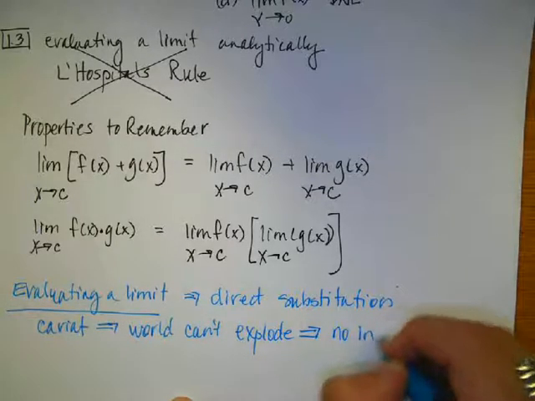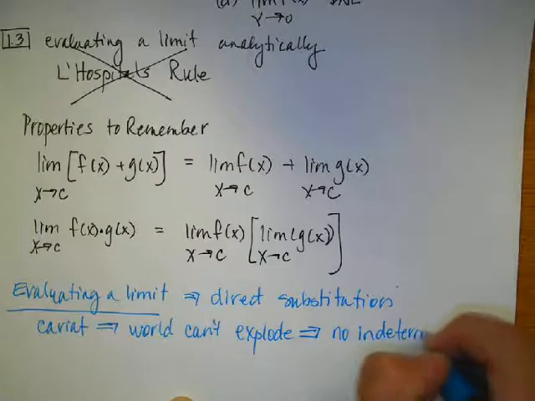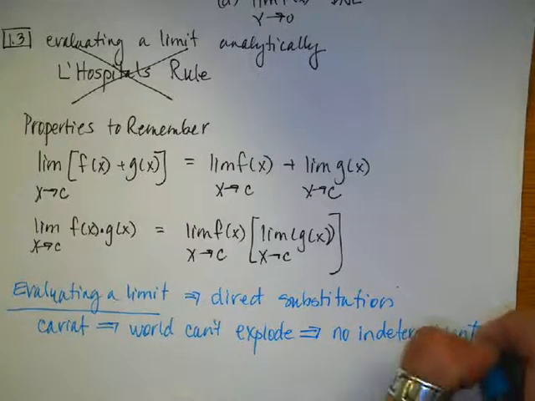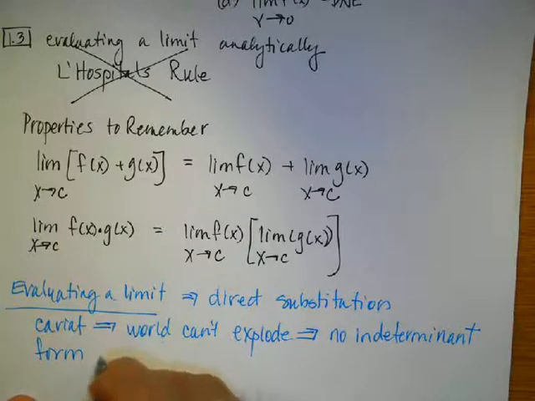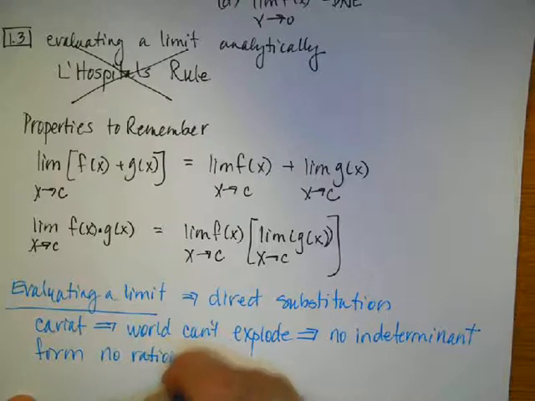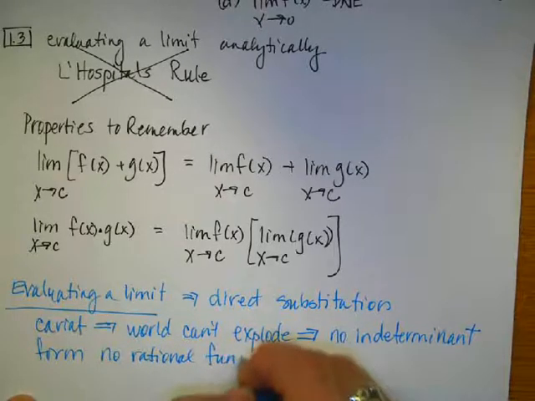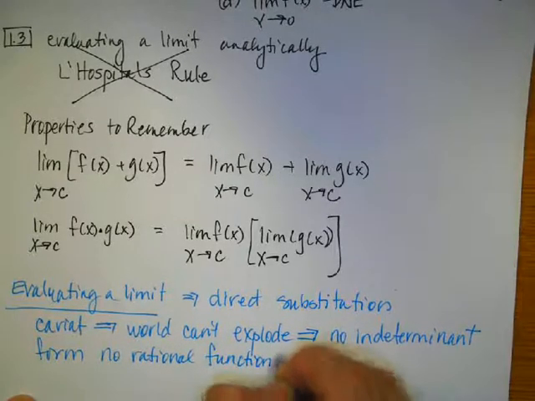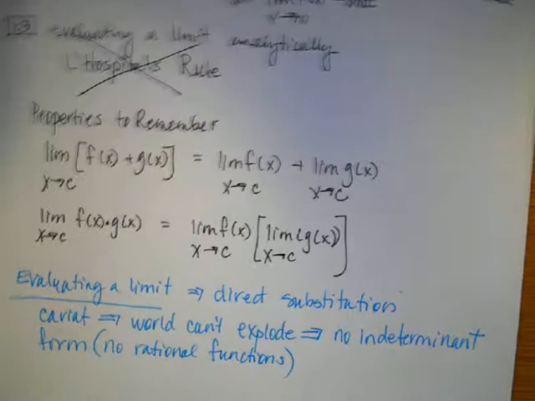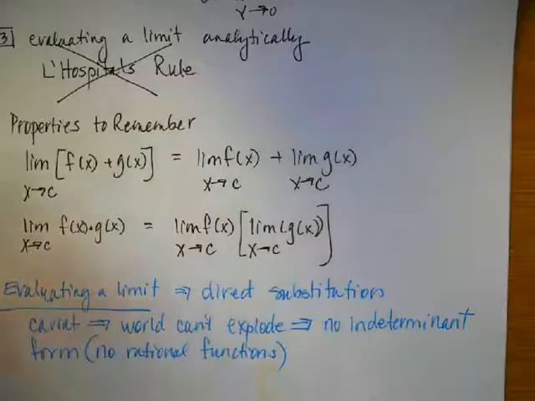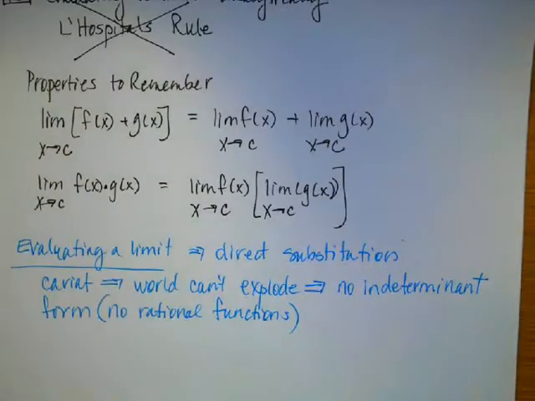And if you'll remember from last year, that means no rational functions. Because if I have a rational function, that means that the denominator has restrictions because I don't want the world to explode. So if I want to do direct substitution, I either have to not have a rational function or I have to eliminate the indeterminate form. But let's start off nice and polite.